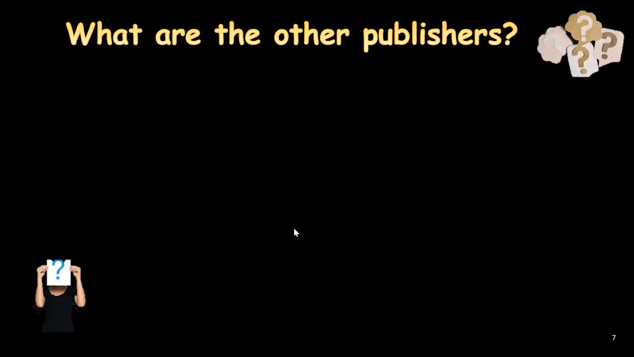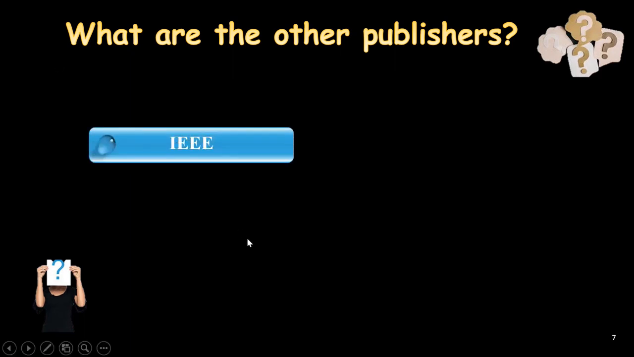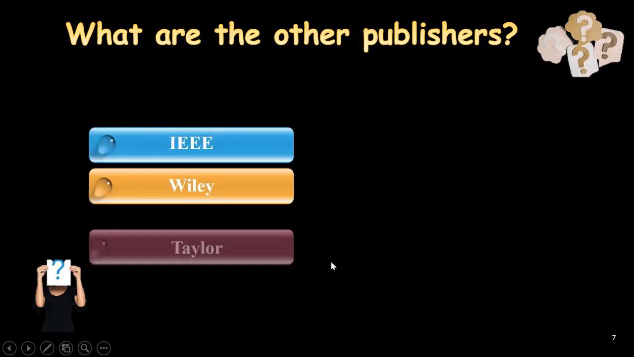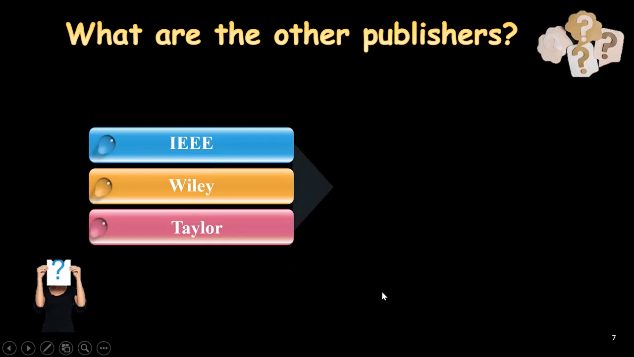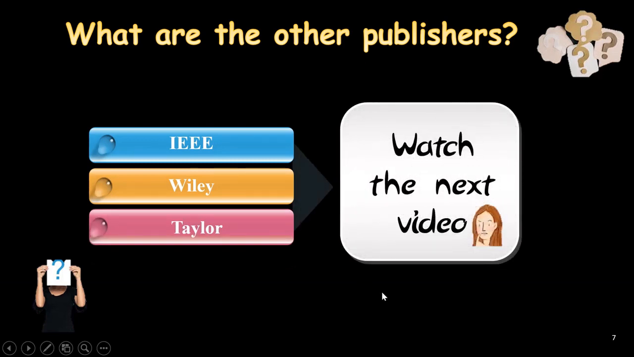So this is all about the Springer journal suggester. And what about the other publishers? If you want to know about this, you can find other tools too, for example IEEE, Wiley, Taylor. And if you want to know everything better, I invite you to watch the next video.